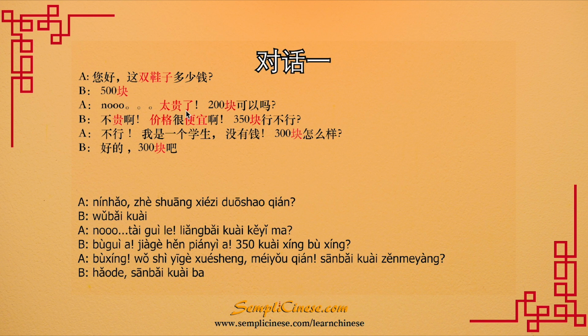No, 太贵了. 太贵了. This means too expensive. As you can see, we have tai, that is the new structure that we will see today. And at the end, we have le, this character right here. And in the middle, we have gui, which is an adjective and means expensive. So tai plus an adjective plus le. Tai gui le, too expensive. 200块可以吗? 200可以吗?